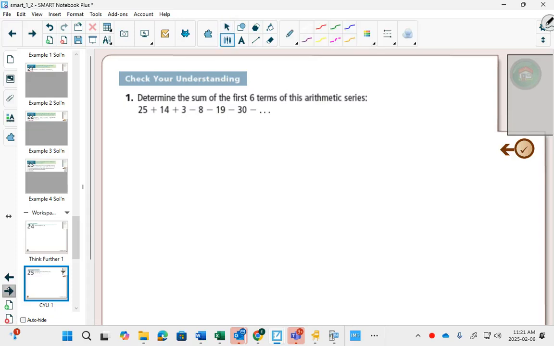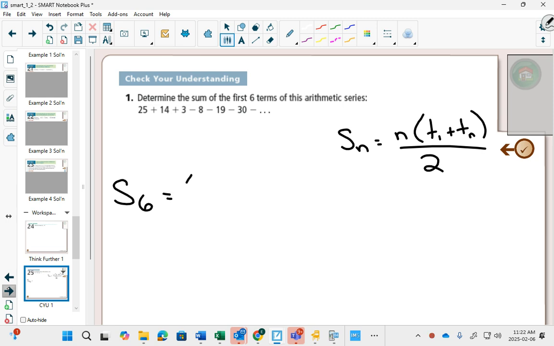We want to determine the sum of the first 6 terms. So we want to find S6. Do we know term 1? Do we know term 6? Does it have enough that it shows us term 6? Yes. So then when you go to your formula sheet, you'd say, I know the last term, term 6, so I would use this formula.